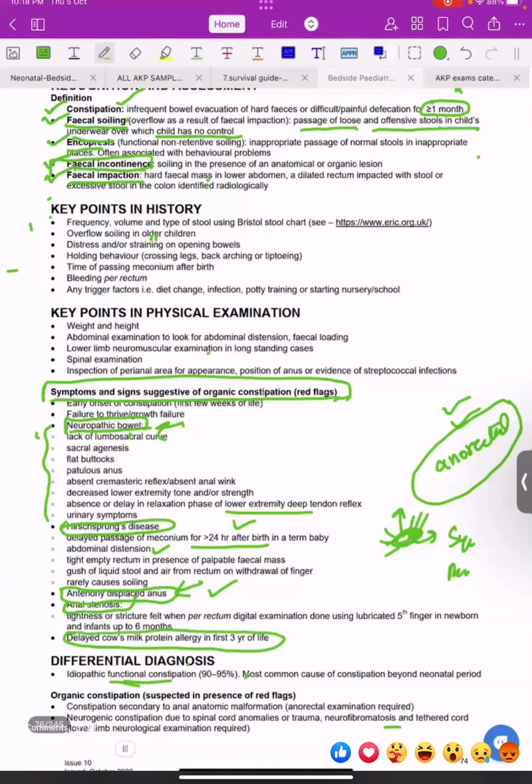See here, this is a red flag. What is this? Delayed cow's milk protein allergy in the first year of life. This is a red flag.